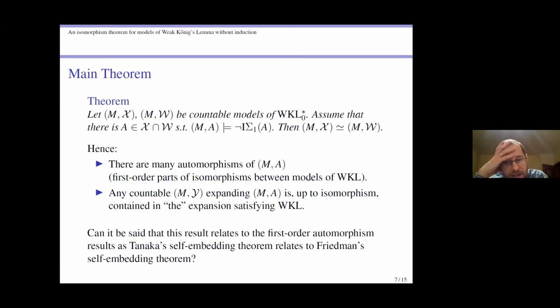This is just a loose comment. I feel that in some sense, this result that I'm mentioning today relates to various results on the existence of automorphisms of the first order structure, kind of like Tanaka's self-embedding theorem relates to Friedman's theorem, right? I mean, Friedman's theorem was about self-embeddings of first order models, and then Tanaka generalized it to second order self-embeddings of weak Kőnig's lemma models. And this looks a little bit similar in a way, although it's in this unusual setting where you have to fail induction to make it hold.